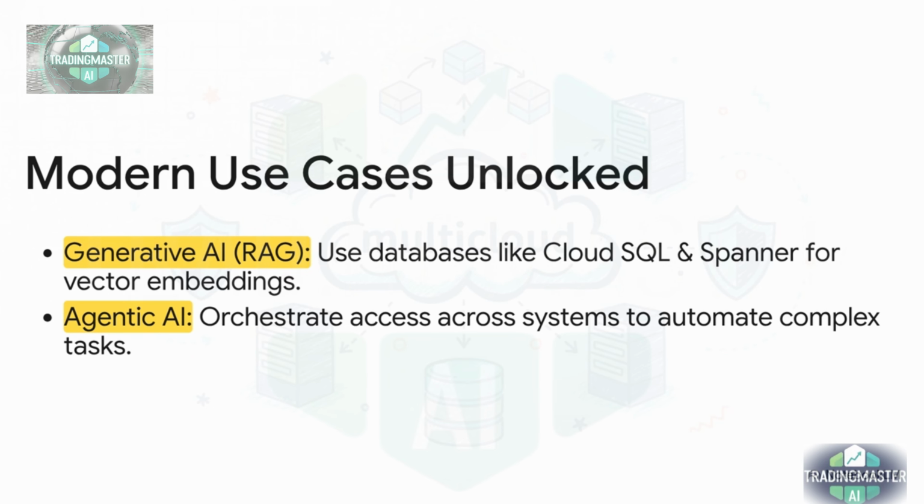You can use a technique called RAG, where your databases store something called vector embeddings. Think of it as a way to give the AI a perfect long-term memory of all of your specific business data. Or you can build agentic AI. These are smart agents that can reach out across that entire planetary mesh to automate really complex jobs. Imagine asking a chatbot a question, and it automatically goes and pulls data from 3 different systems to give you one simple, unified answer. That's what this unlocks.